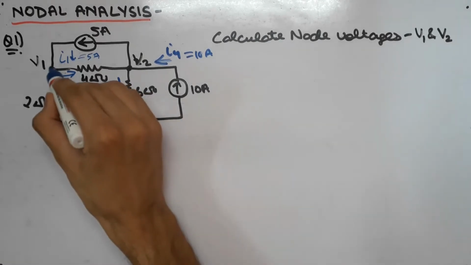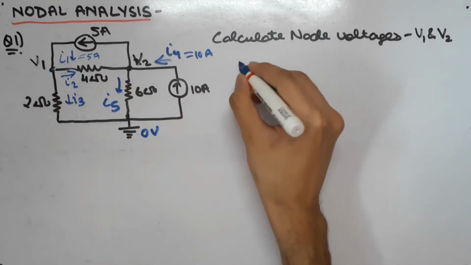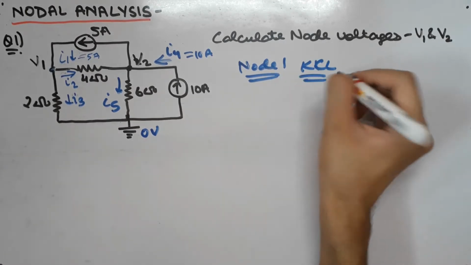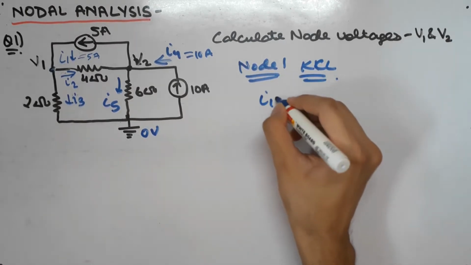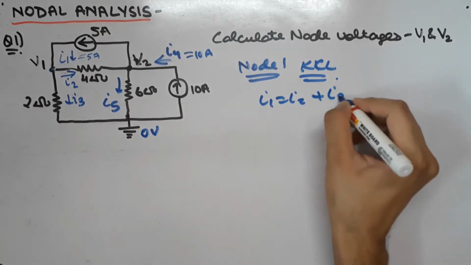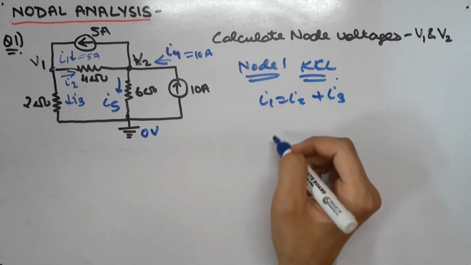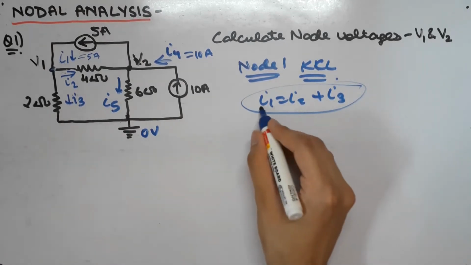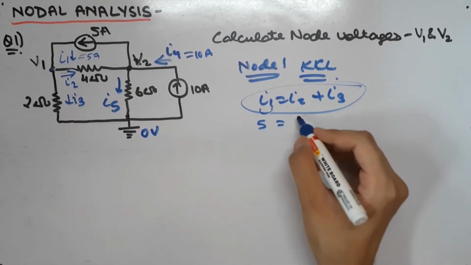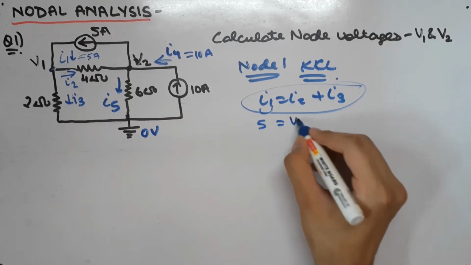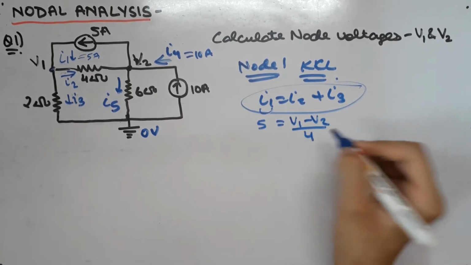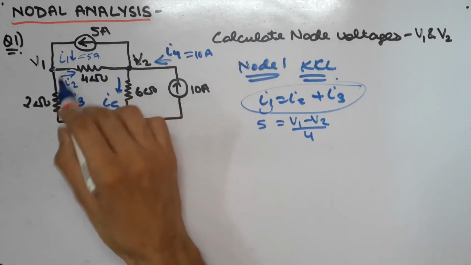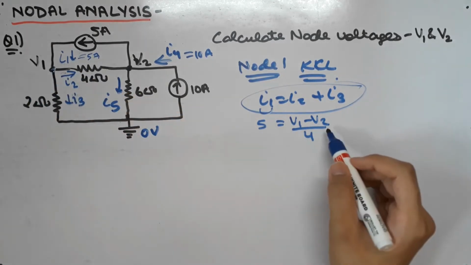Now at node 1 we are going to apply KCL, that is KCL at node 1. From there we will get I1 is equal to I2 plus I3. Now we will write these in the form of V by R. We know the value of I1 is 5, and here I2 can be written as V1 minus V2 by 4. As we know that current flows from a high voltage to a low voltage, that is why we will first write V1 and then we will write V2.